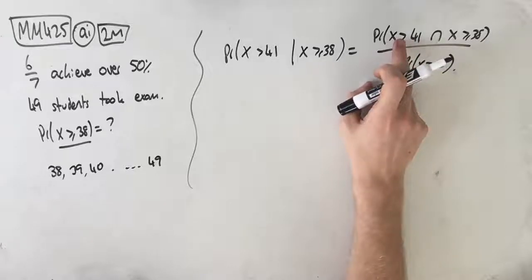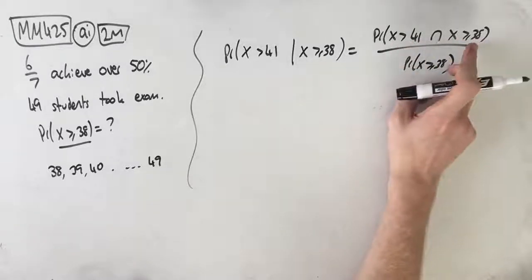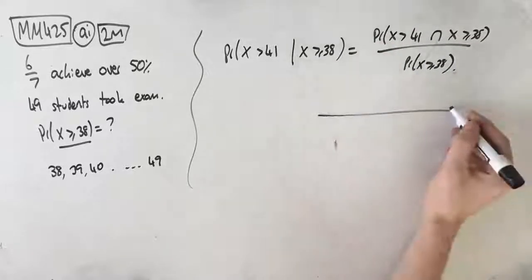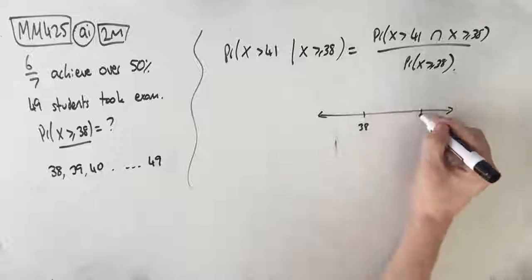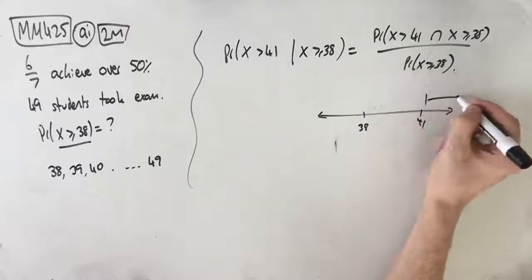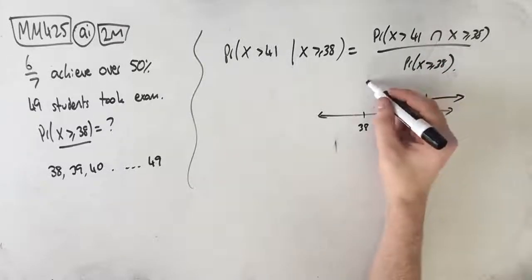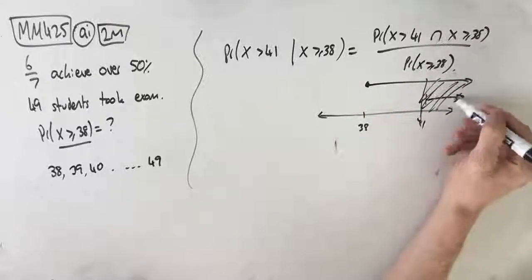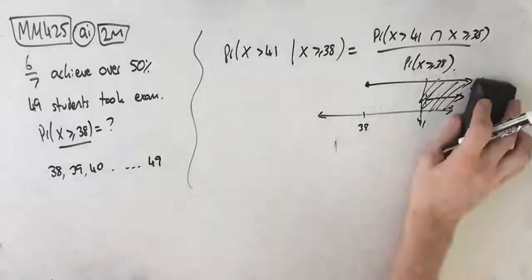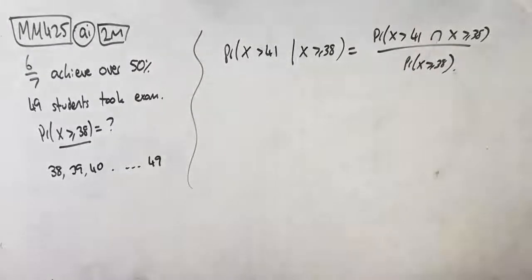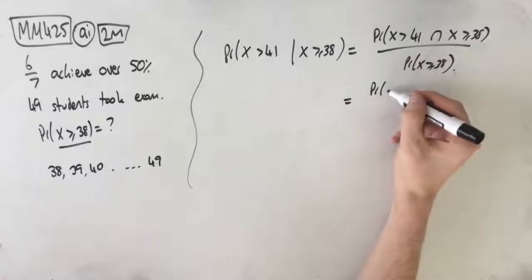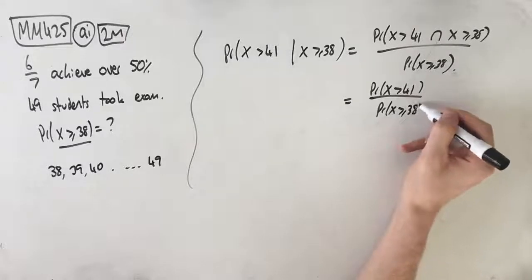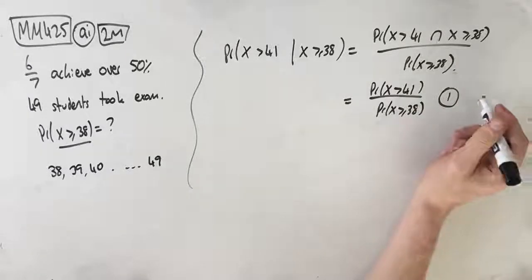Now the intersection between X is greater than 41 and X is greater than or equal to 38 is X is greater than 41. Okay? And so we've got this number line, got this 38 and 41. So everything greater than 41 is this point onwards. Everything greater than or equal to 38 is including this point and that point onwards. So the intersection is everything on this point forward, which is greater than 41. Awesome. So we're saying that this is the probability that X is greater than 41 over the probability that X is greater than or equal to 38. This is our first mark setting this equation up.